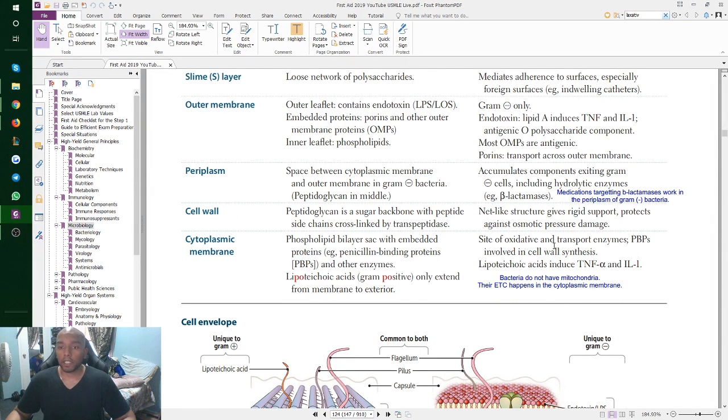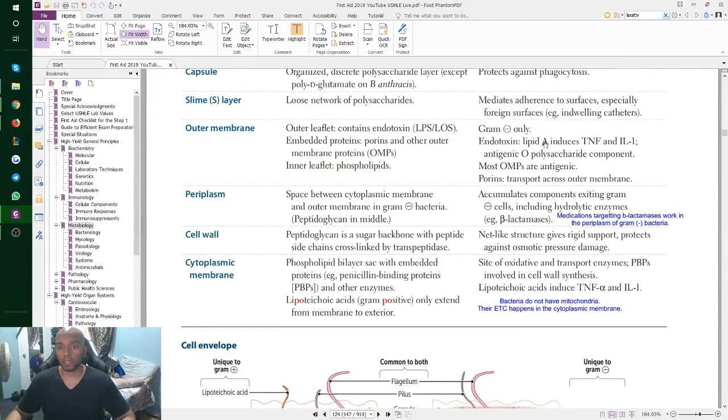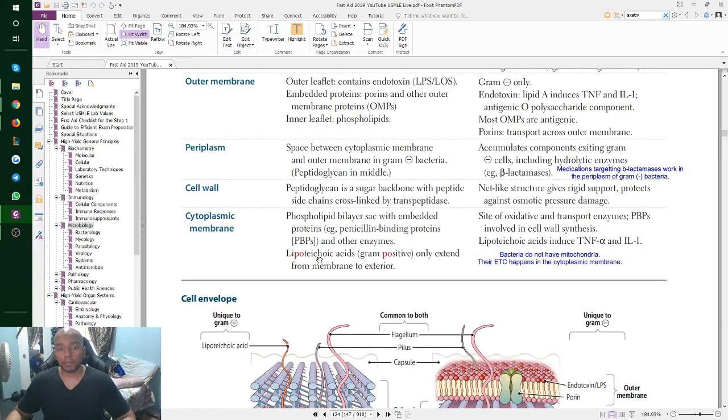So cytooxidative and transport enzymes, penicillin-binding proteins, lipoteichoic acid specifically induces TNF-alpha and interleukin-1 activity as well, just like lipid A did that in gram-negatives. Right? So gram-negatives had endotoxin, right? Lipid A induces TNF and interleukin-1 activity. Gram-positive guys have lipoteichoic acid, which also induces TNF-alpha and interleukin-1 activity.